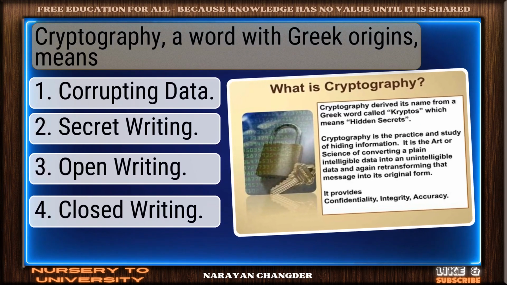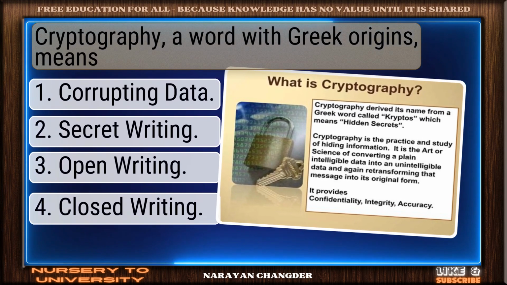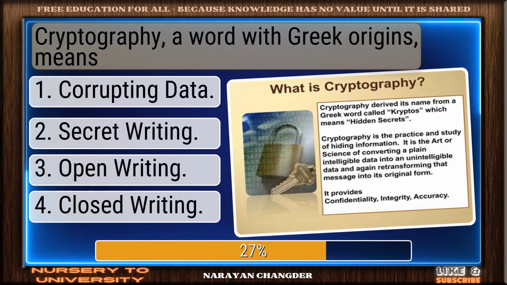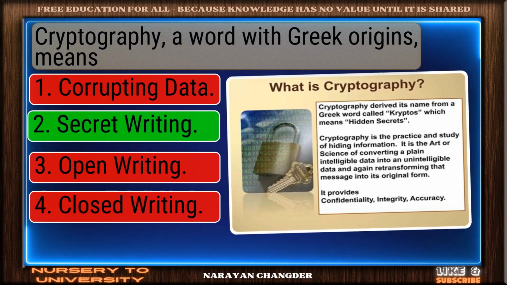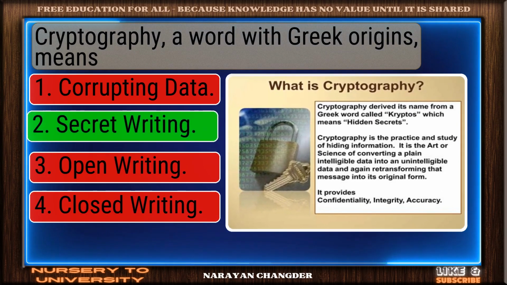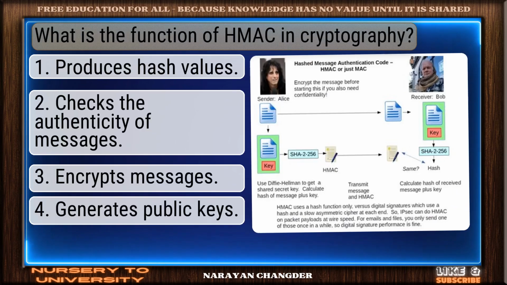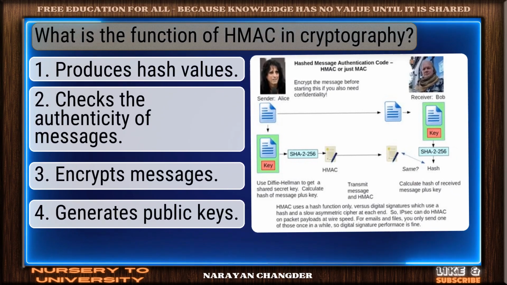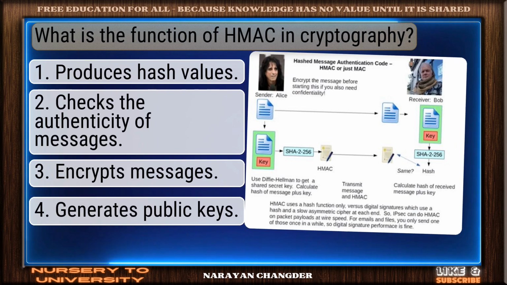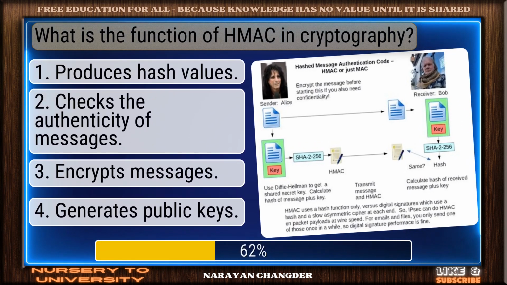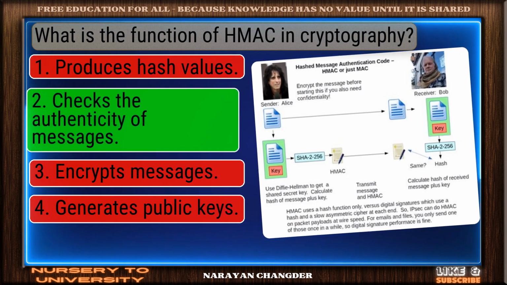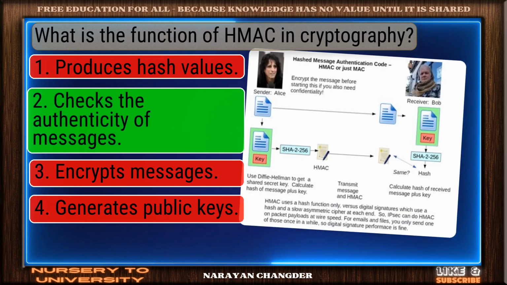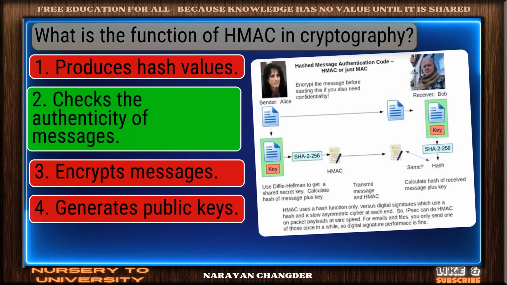Question number 54. Cryptography, a word with Greek origins, means. Good thinking. Secret writing is the right answer. Question number 55. What is the function of HMAC in cryptography? On track. Checks the authenticity of messages is the correct answer.